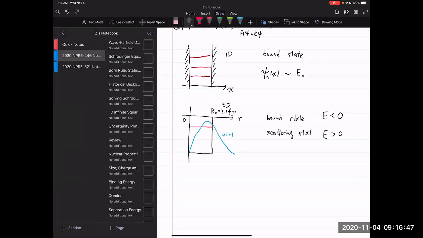Scattering state solution. In general, when we have an interaction potential, unless it goes to infinity, like in the first case, the one-dimensional potential, we do have two types of solution. One is the bound state solution, the other is a scattering state solution. Of course, they describe two distinct states.